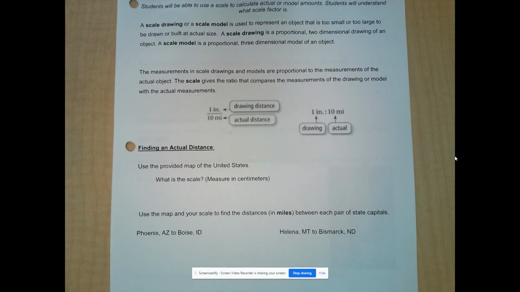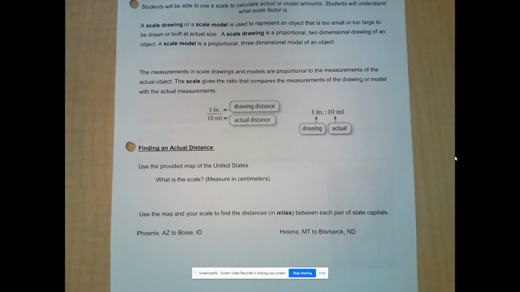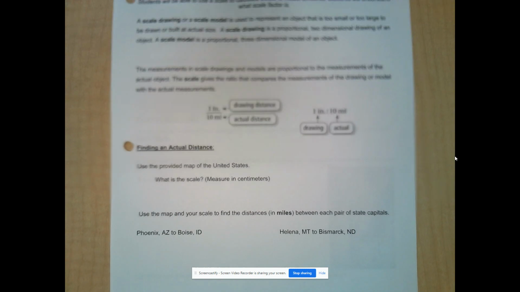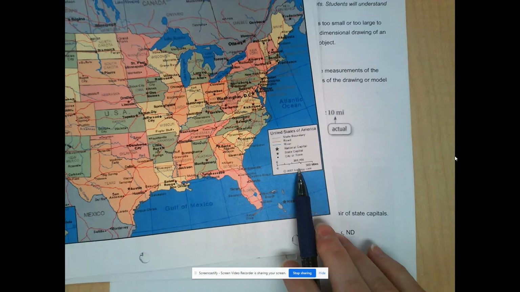Use the provided map of the United States. So you have a map of the US that was provided for you. And we're going to say, well, what is the scale? We would measure in centimeters. The scale is usually on some sort of key. So in this case, we have a key right here.